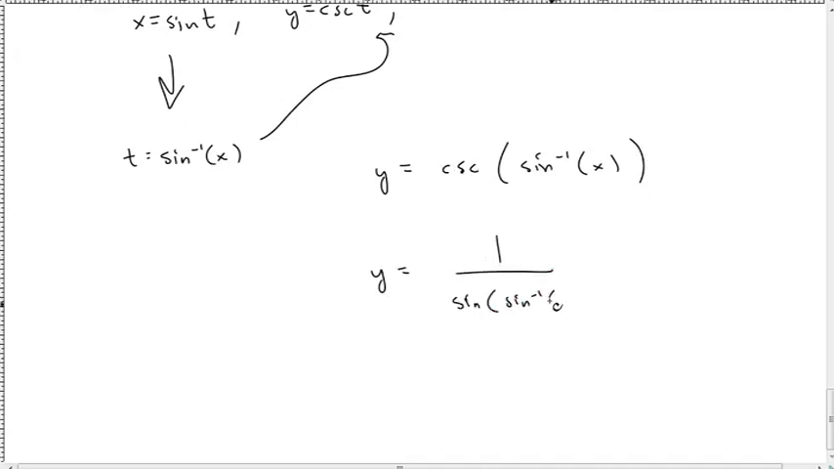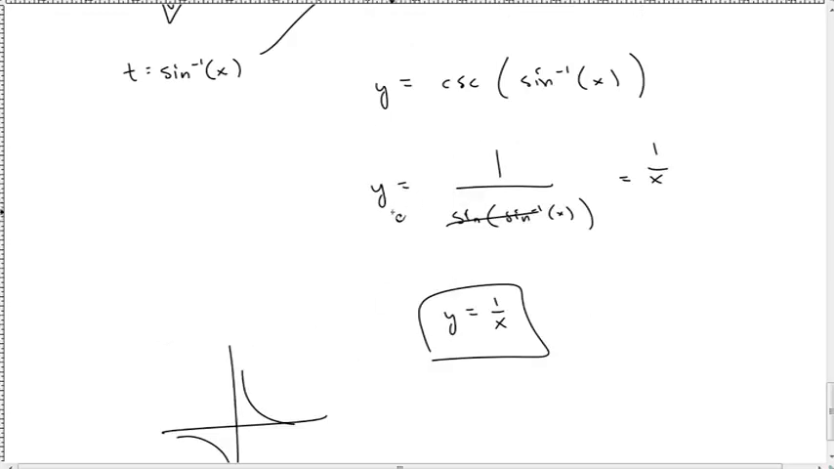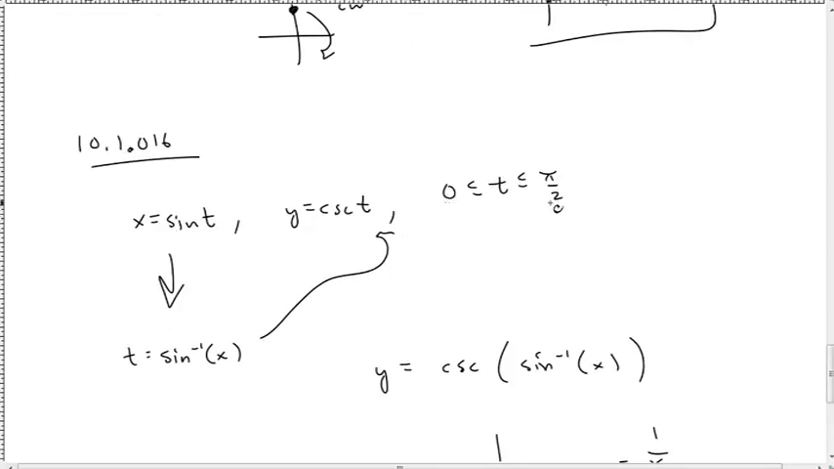And it just so happens that sine and arc sine cancel, leaving just a 1 over x. So my answer, my eliminate parameter graph thing, is 1 over x. So the graph of 1 over x looks something kind of like this, but I'm wanting to know more specifically what we're talking about. If you go back up and notice, it says from 0 to pi over 2.